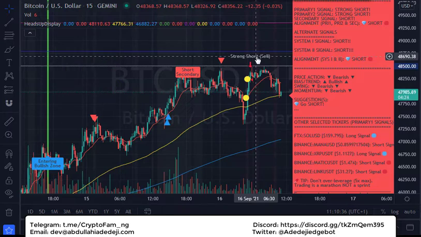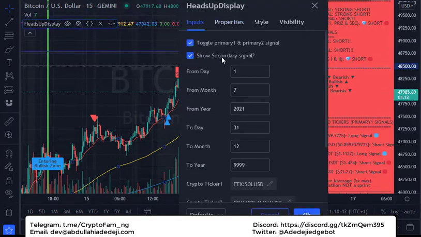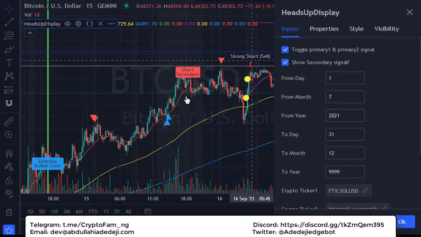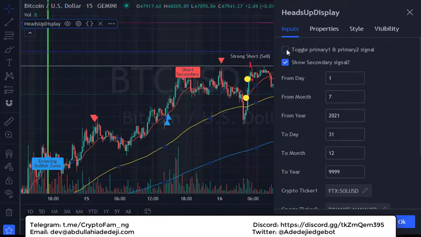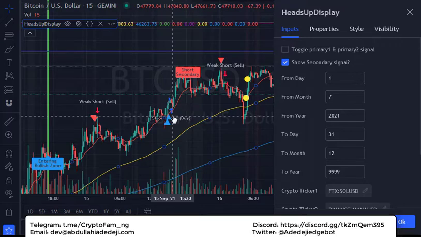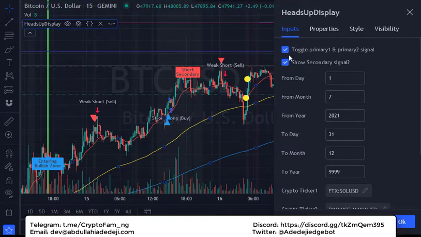You can switch between primary 1 and primary 2 by toggling this here. So we know that this is primary 1 and this is primary 2. If we toggle or switch this off, the arrow becomes primary 2. We can see that here. As a default, it is set to primary 2 because that is what we use on the Telegram and Discord and Twitter. I personally trade primary 2 because it suits my kind of style of trading. For the purpose of this video, I'll leave it on primary 1.